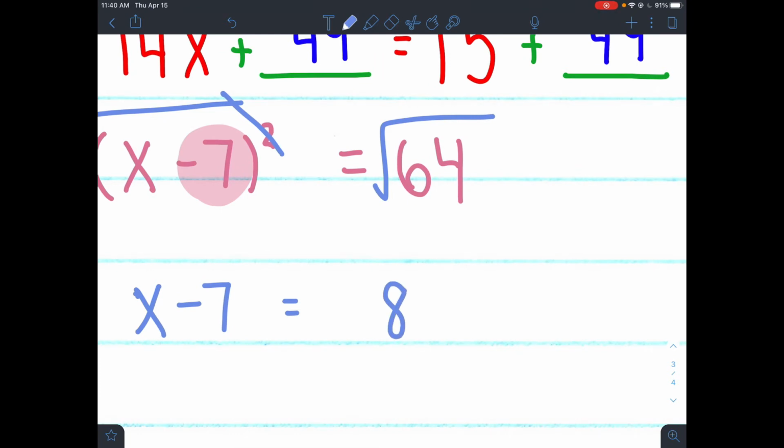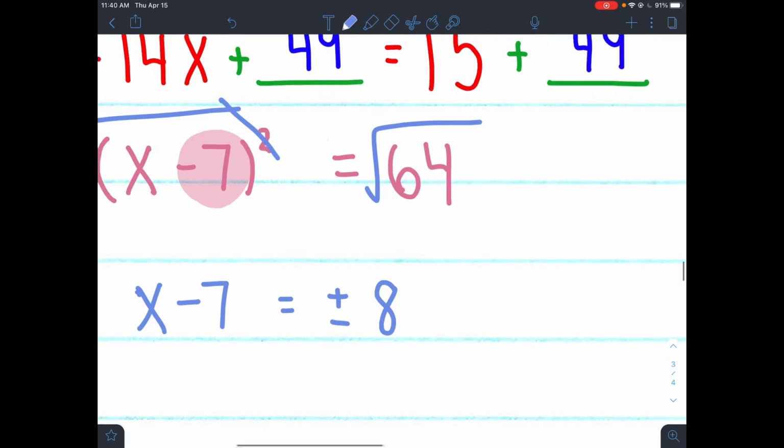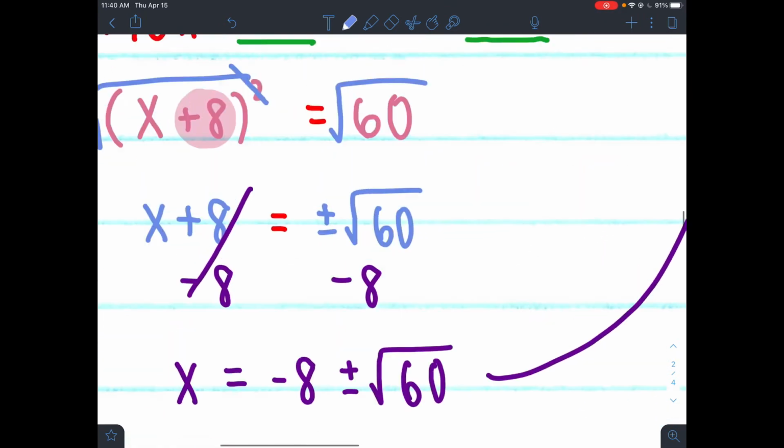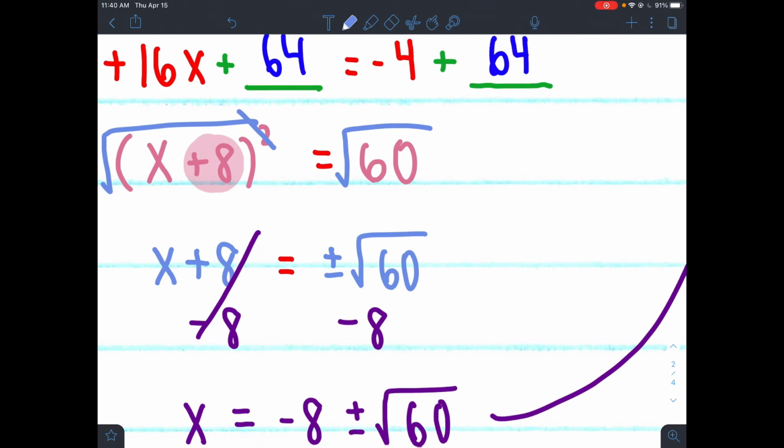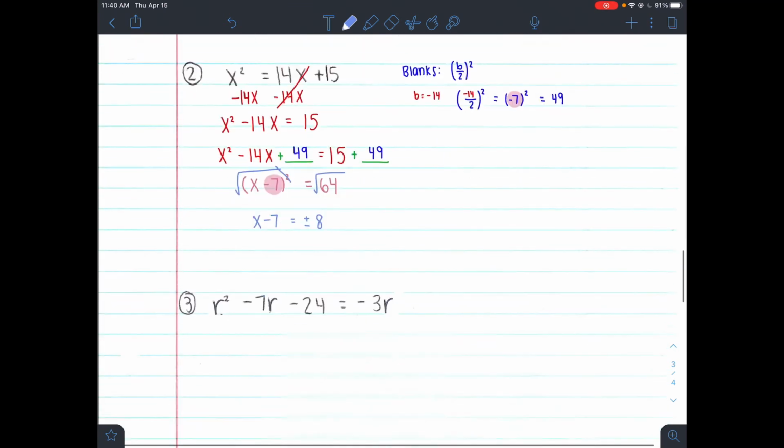All right, now we have square root of 64 is positive 8, but remember, you have plus or minus. Anytime you create a square root, you always put plus or minus. Just like over here, we created the square root of 60. That wasn't already there before. We created it, so we need to put the plus or minus sign in front of it.